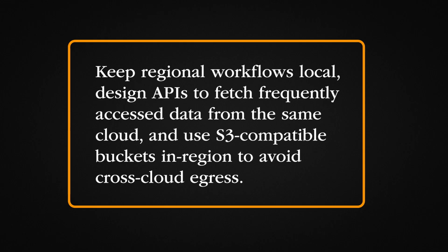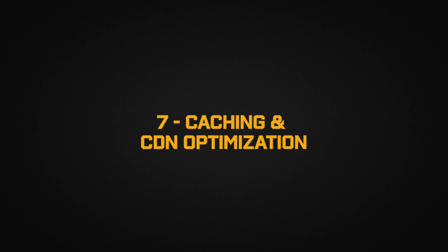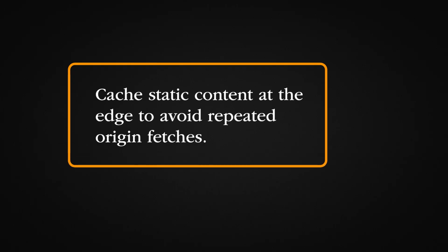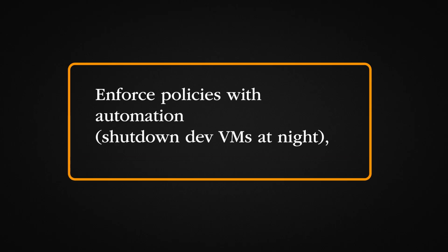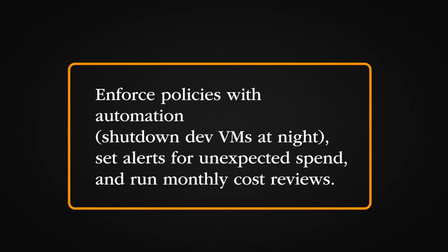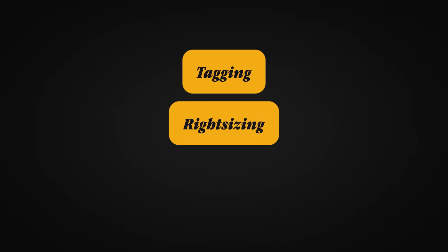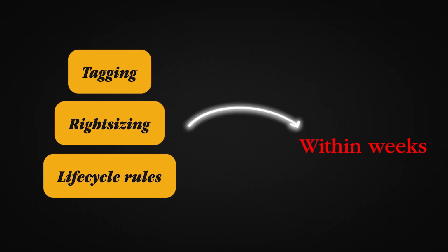Avoid egress fees. Keep regional workflows local. Design APIs to fetch frequently accessed data from the same cloud and use S3 compatible buckets in regions to avoid cross-cloud egress. Caching and CDN optimization. Cache static content at the edge to avoid repeated origin fetches. Automate, monitor, iterate. Enforce policies with automation. Shut down dev VMs at night. Set alerts for unexpected spends. And run monthly cost reviews. Prioritize low effort, high impact actions first. Tagging, right-sizing, and lifecycle rules usually pay back within weeks.